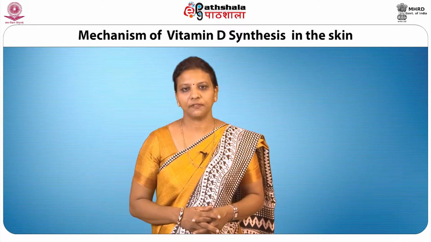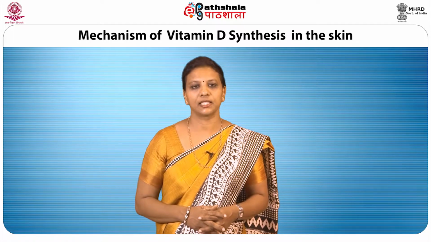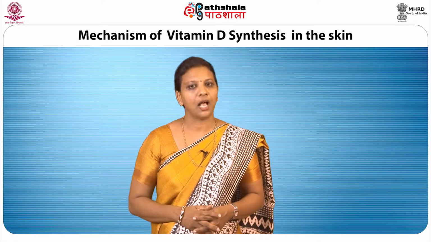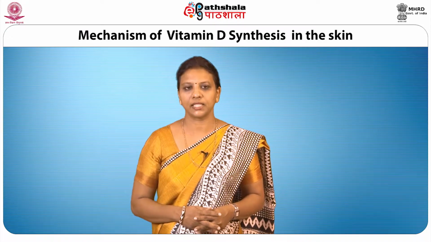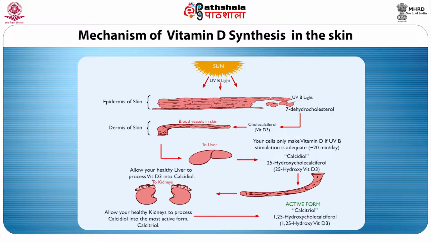One of the characteristic features particular to vitamin D is that it can be synthesized in the body from sunlight. How is the mechanism of vitamin D synthesis in the skin? Let us see. Vitamin D3, derived either from photolysis in skin or from dietary sources, is transported by a specific vitamin D binding protein to liver, where it is stored or further metabolized to 25-hydroxy vitamin D3.